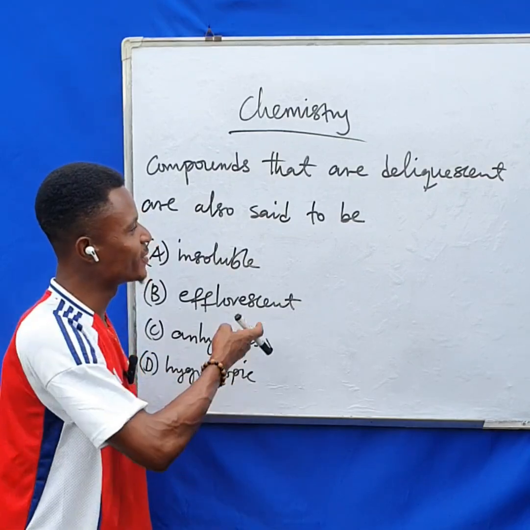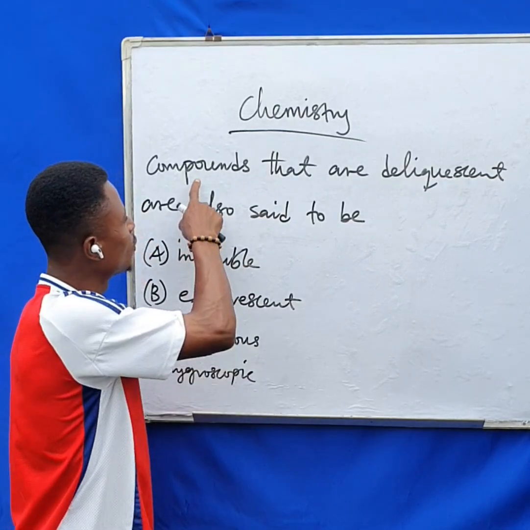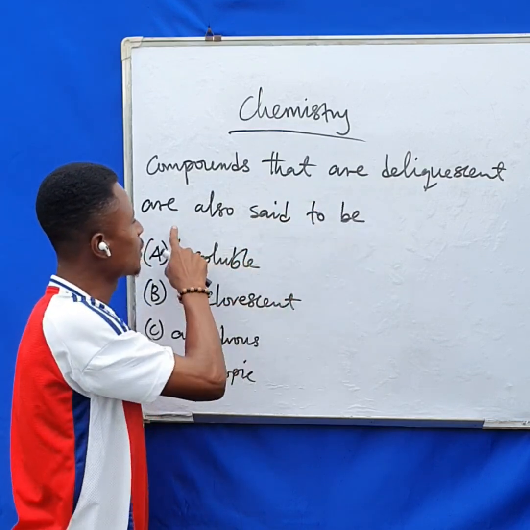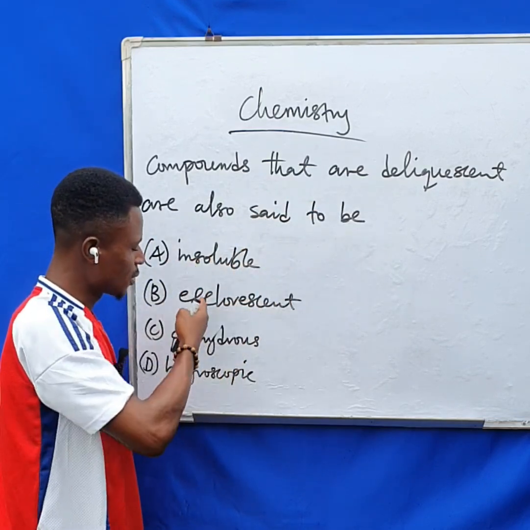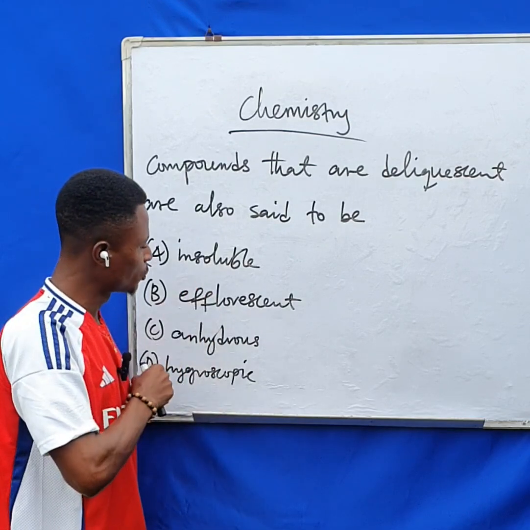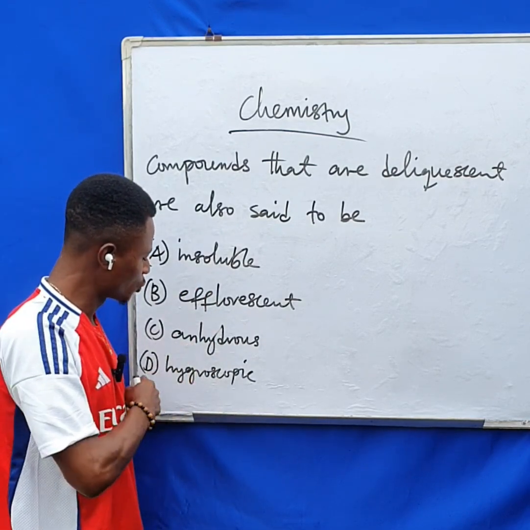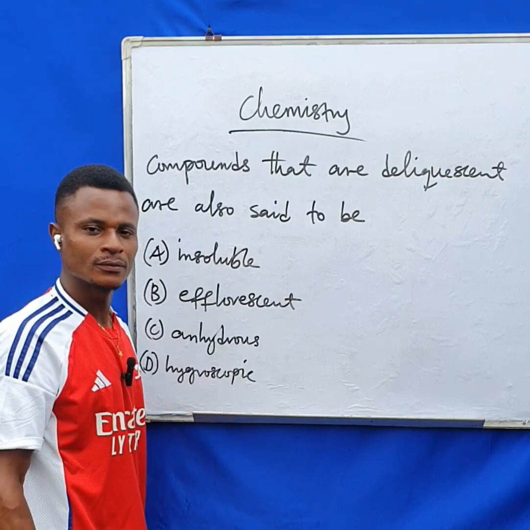Let me show you how to answer this kind of chemistry question on the board. The question says, compounds that are deliquescent are also said to be, and we are given four options here. Option A, insoluble. Option B, efflorescent. Option C, anhydrous. And option D, hygroscopic.